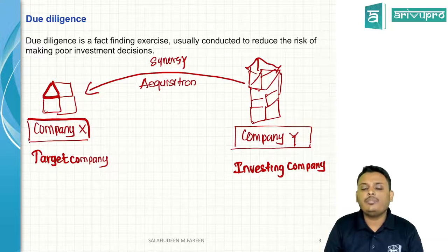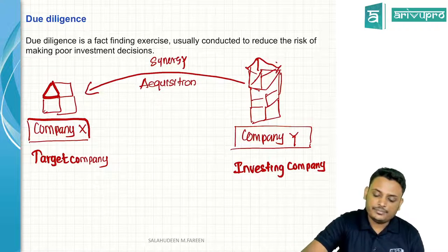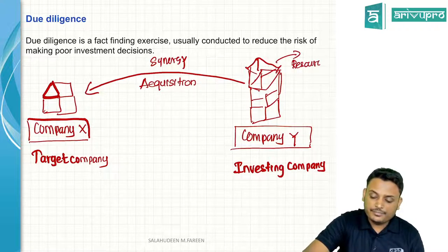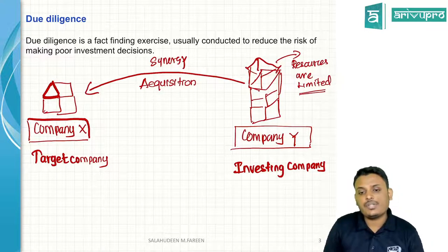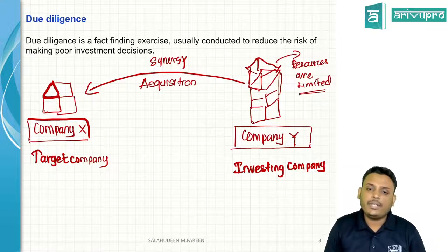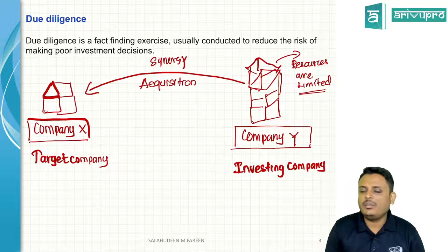That is the reason why company Y wants to acquire company X. But on the other side, for company Y, funds and resources are limited. So when you use these limited resources to acquire company X, you need to carefully assess company X. By looking only at external or publicly available information, if you take an investment decision without doing a proper due diligence assignment, that decision is very risky. There is a high chance that you might lose your investment.